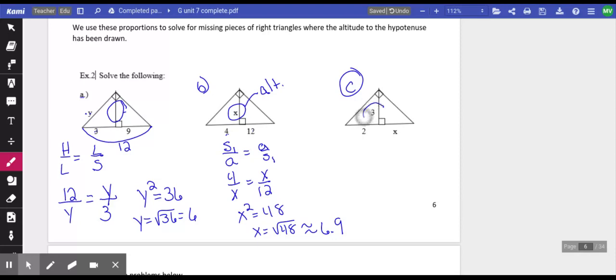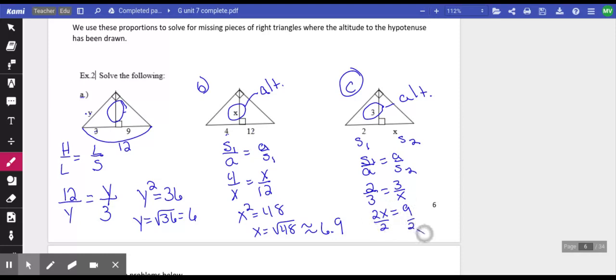So here I have the altitude. So I'm going to do segment 1, segment 2. So it's SAS, segment 1 to altitude equals altitude to segment 2. So it's 2 is to 3, as 3 is to x. I cross multiply, I get 2x equals 9. I divide both sides by 2, and x equals 4.5.